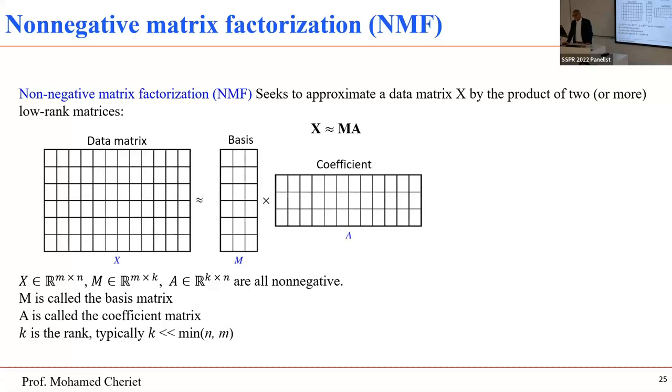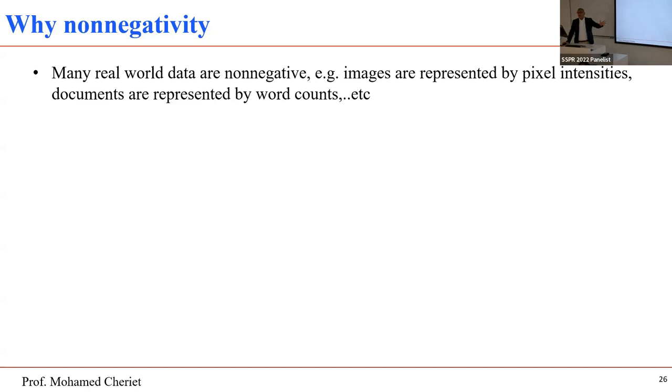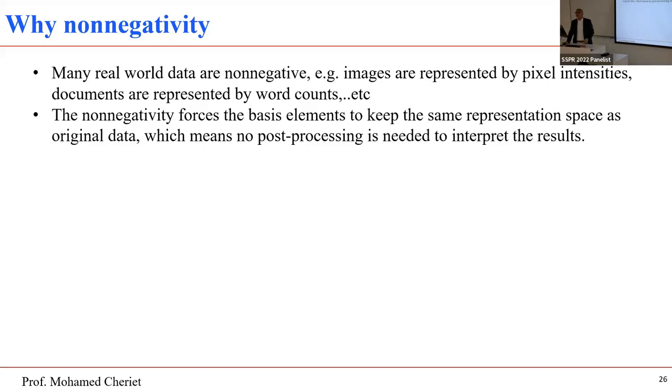Now, why non-negativity? Why have we chosen this? Because in real-world applications, images are non-negative. So we don't need any post-processing to change values from negative and so on. The non-negativity forces the basis elements to keep the same representation as the original, which means no post-processing. So the basis has exactly the same size as the original one, which is good news.